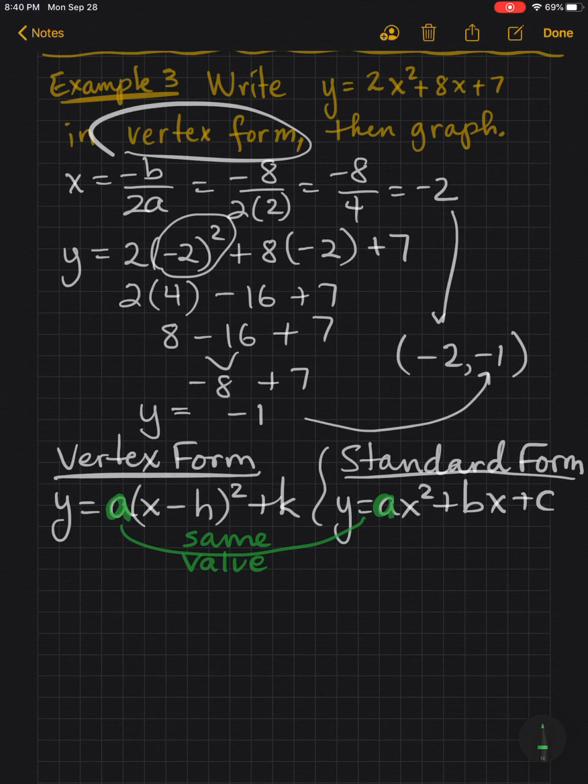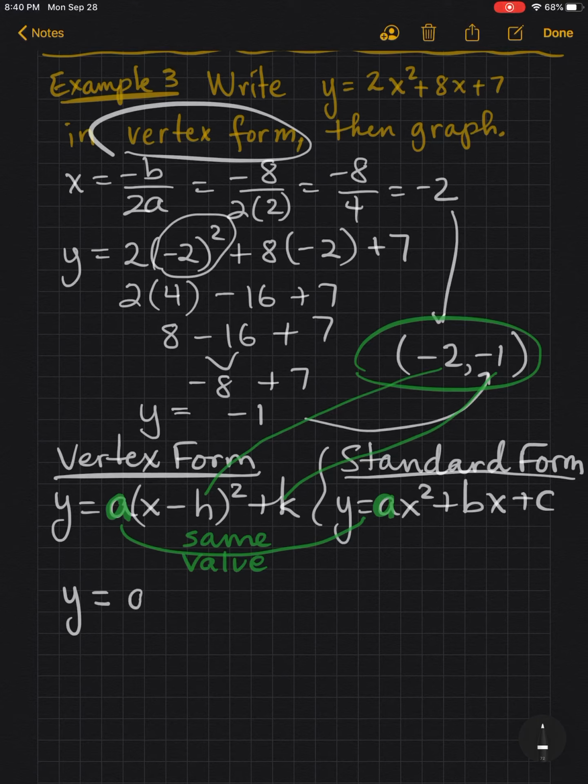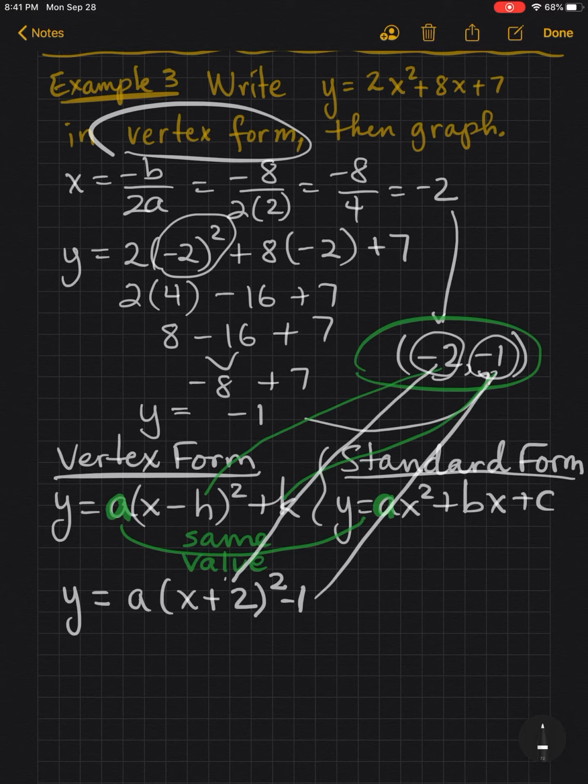Okay, so what I'm going to do is I'm going to take this vertex and plug in h and k. In this formula, the vertex is h, k. So I get y equals a times x minus, or you can just go with an opposite sign. So minus a minus 2 is plus 2 squared, and leave this sign the same. Okay? When you put the negative 2 in, it becomes positive 2.